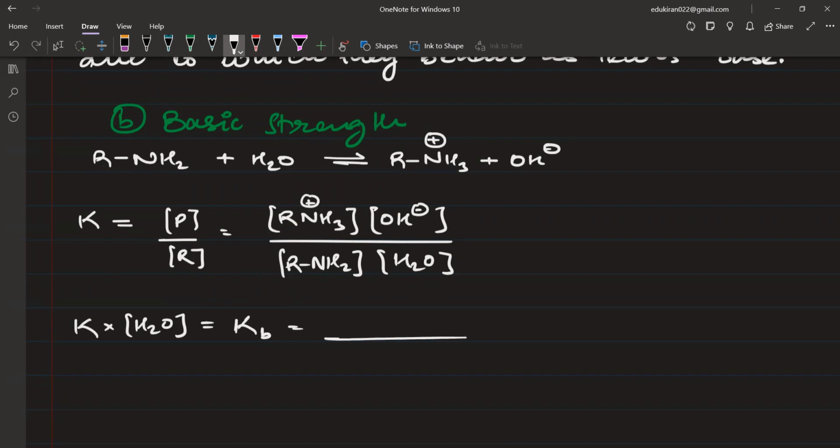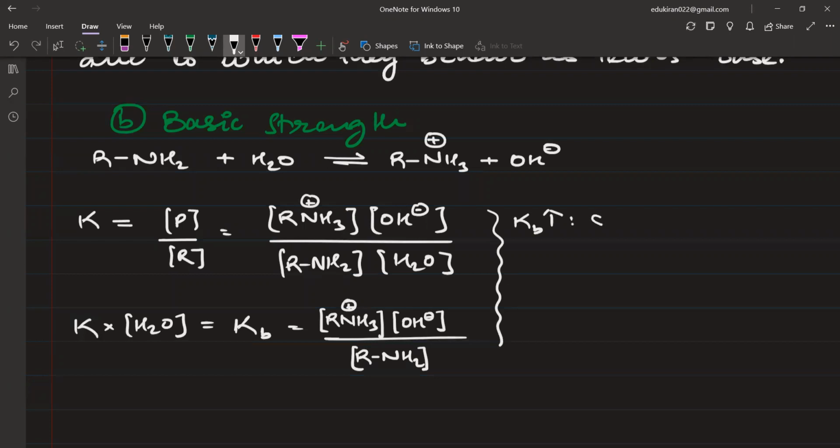Now Kb for this case will be equal to [R NH3+][OH-] divided by [RNH2]. Okay. Now, as the dissociation increases, OH- increases, then we can say that the base is stronger, because if you have more OH-, you'll have a stronger base. You will have more OH-, the Kb value will be higher. So we can say that if Kb is high, then we have a strong base.